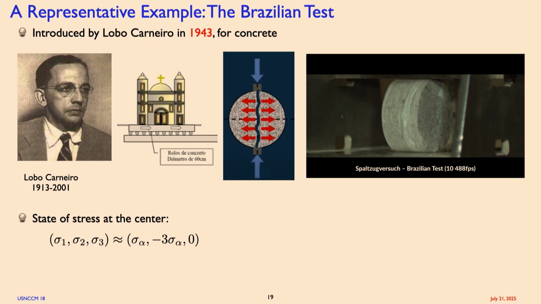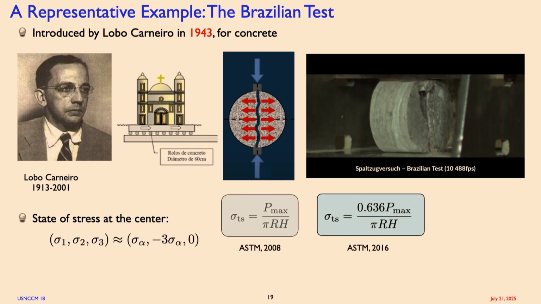The problem is that the state of stress in the center of the specimen is not uniaxial, it's actually triaxial. So it's tensile in the x direction, it's quite a bit larger in compression in the y direction, and then it's basically a plane stress type of condition in the third direction. So lots of debate, suggestions that the test is only valid if fracture starts in the middle of the specimen. That doesn't always happen. The ASTM has apparently been arguing with itself about this test and how you should use the data.